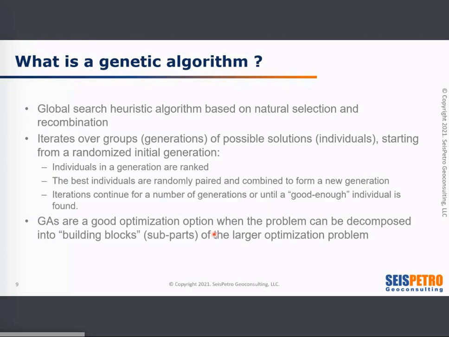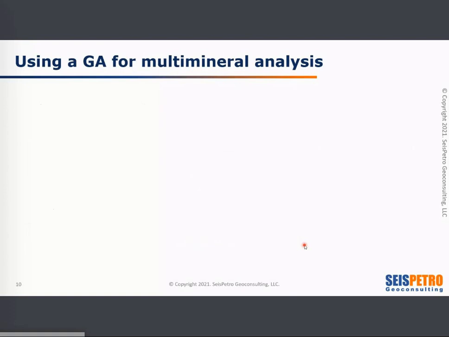Genetic algorithms are a good optimization option when the problem can be decomposed into building blocks, basically subparts of a larger optimization problem, which is the case of the multimedia analysis. So how do we use the genetic algorithm in our iMineralysis tool to solve the multimedia analysis problem?